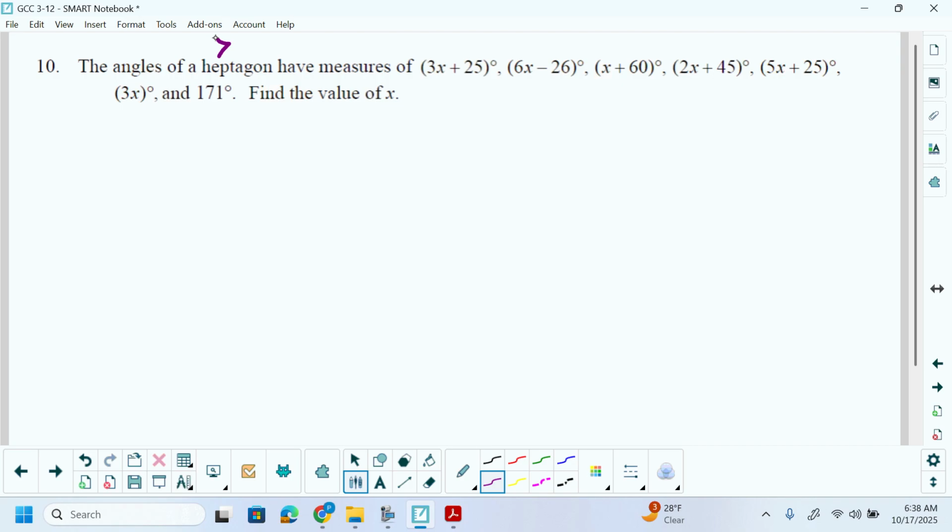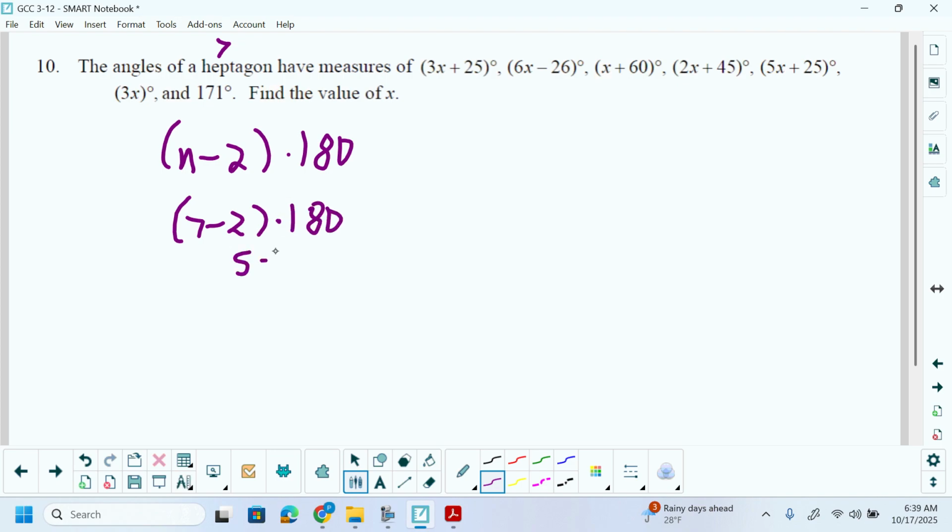So we have, on the day that we worked with these, we wrote out each of the main ones that you want to know. So our formula to find the sum of the interior angles was n minus 2 times 180. So in this case, we'll have 7 minus 2 times 180, which is really just 5 times 180. And that'll give us 900. So we'll just do 900 equals all of these added up.